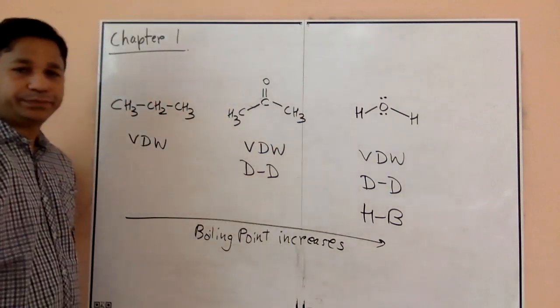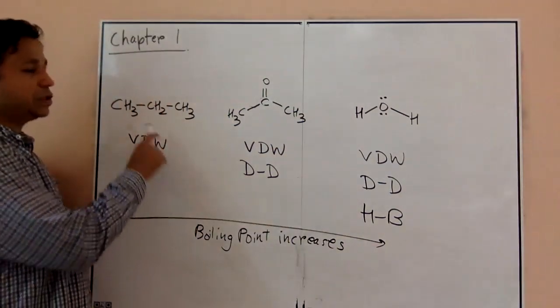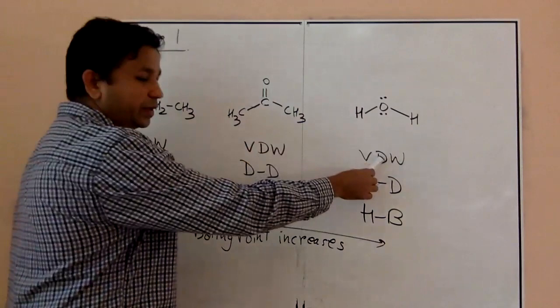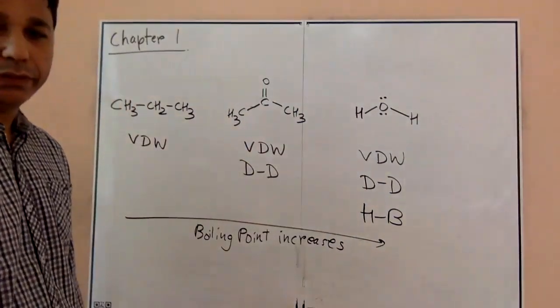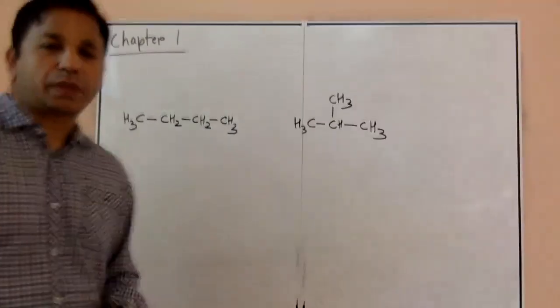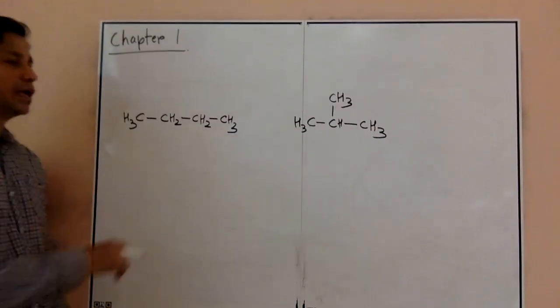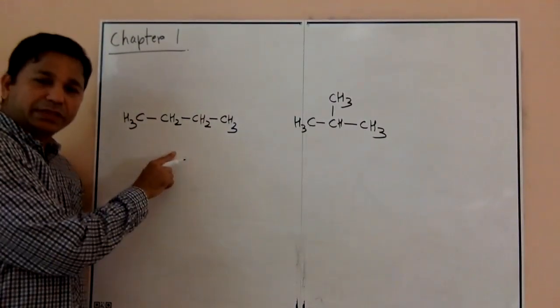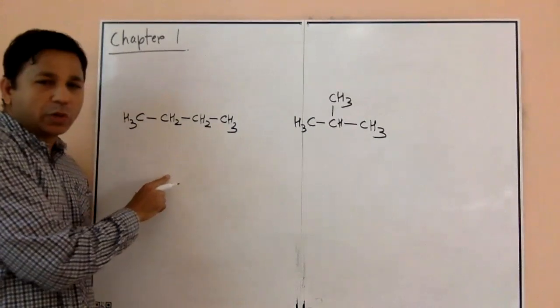From left to right. All right. So this will be the lowest, and this will be the highest. All right. So let's compare these examples, and we find out which one has the higher boiling point.